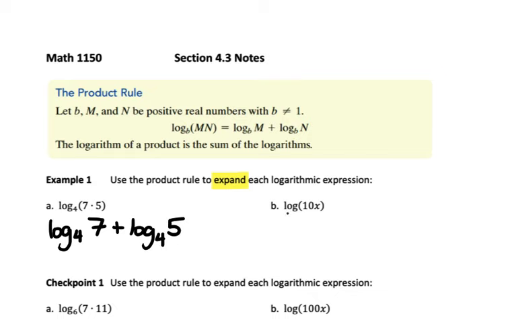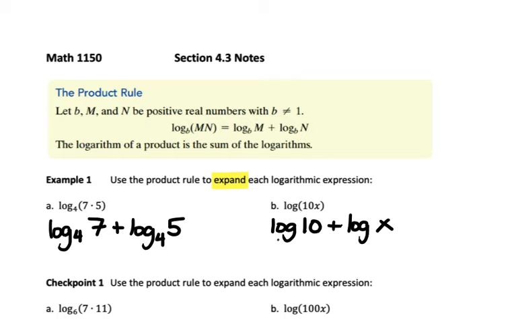For part B, this is log of 10x. Remember, when there's no base, it's the common log or the log with base 10. So I would break this up into log of 10 plus log of x. So whatever base you have, you just keep that same base when you're expanding. So we have b, b, and b, all the same base here.